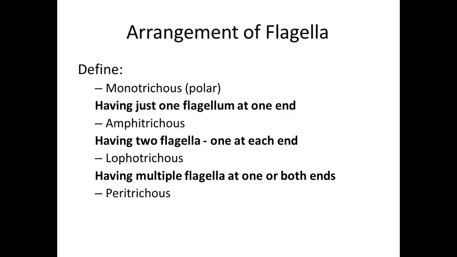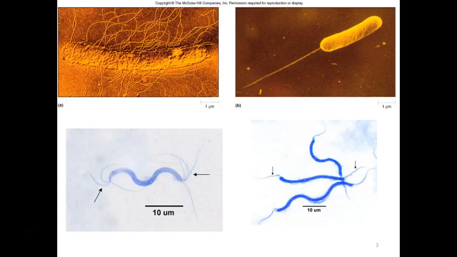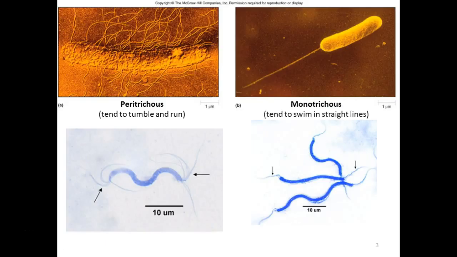Peritrichous is my favorite. Peri meaning many, and these guys are completely covered over the entire surface with flagella, like scary Cousin Itt from the Addams Family. So this one would be Peritrichous, completely covered in flagella. This one's a single flagellum at one end, so this one is mono. And these guys are really good at running straight. These guys are really good at tumbling around, but they can run pretty straight too.